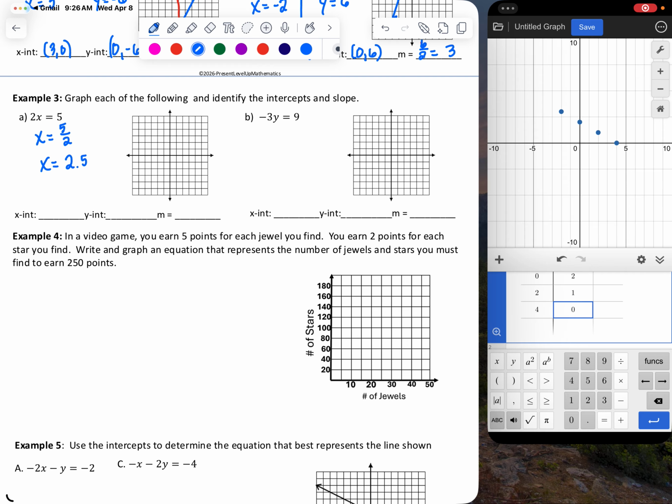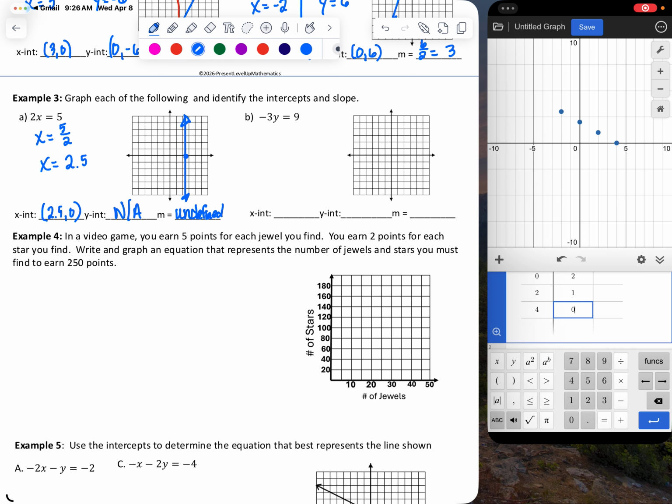So to graph that, I'm going to put a dot on my x-axis at 2.5, about right here. Now, because there is no y in this problem, that means there's going to be no y-intercept. So my x-intercept is (2.5, 0). For the y-intercept, it's not applicable in this problem because there was no y in the equation. So if this line never touches the y, that means the only thing it can do is go vertical because it cannot touch the y. Now, the slope, remember, of all vertical lines is undefined.